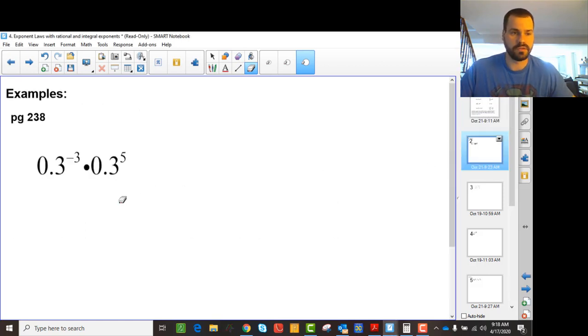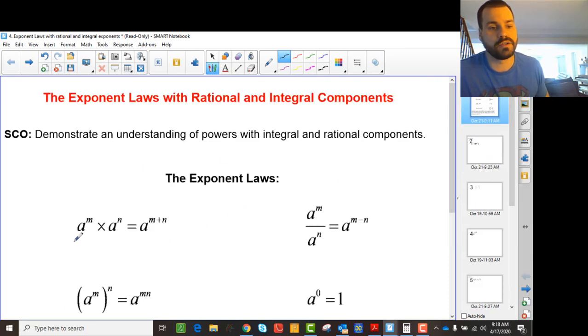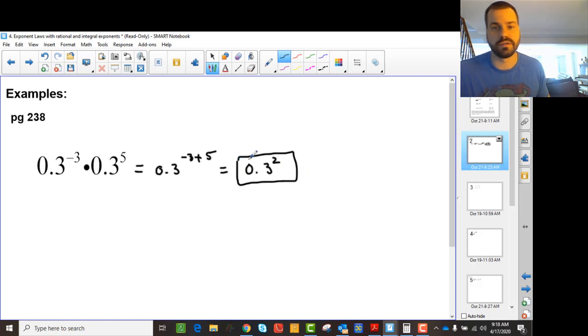So here's one here. We have 0.3 times 0.3. The first 0.3 is raised to the minus 3, and the second one is raised to the fifth. So if we refer back to our exponent laws, we're multiplying, and we have a common base. So we're going to add the exponents. We're going to write this as 0.3 to the power of minus 3 plus 5, and then we're just going to add those together. So we get 0.3 squared. Okay, we just leave it like that.